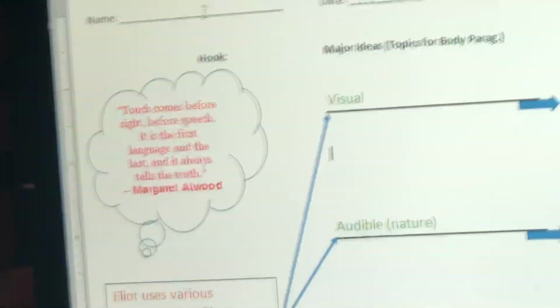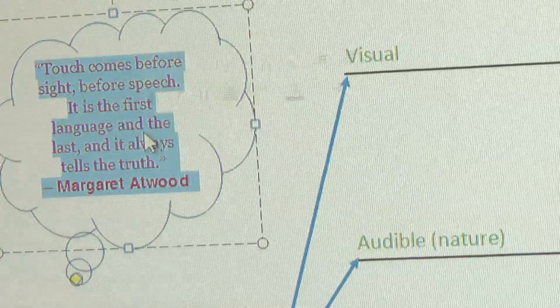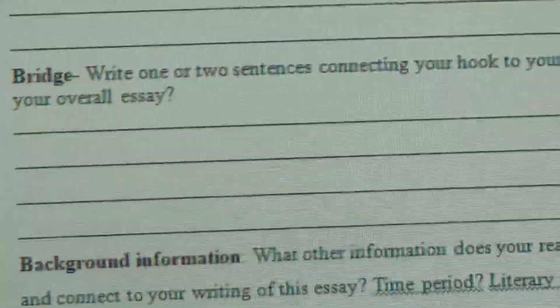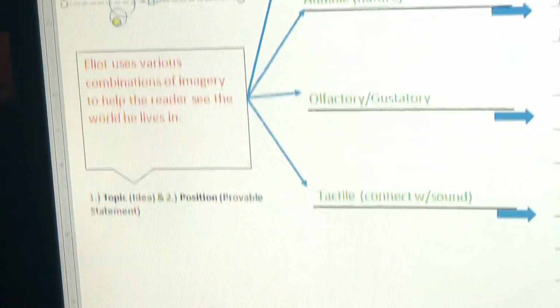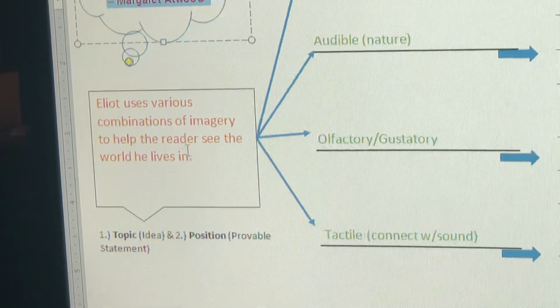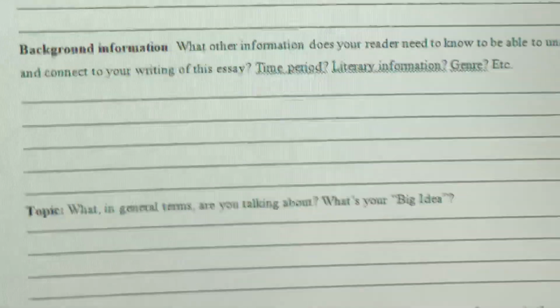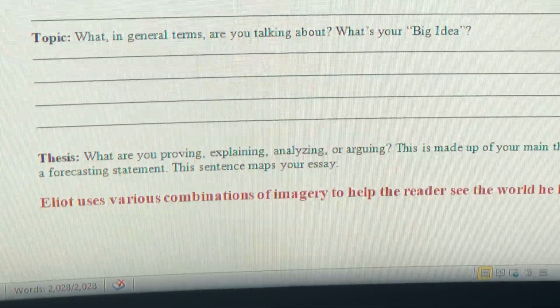So let's go back to our hook by Atwood. If you have it done digitally, you can simply copy it and paste it right over here into our formal outline. Likewise, I can copy and paste the thesis statement that we had over here in our fork diagram and paste it right over here at the very bottom of the first sheet of the formal outline.